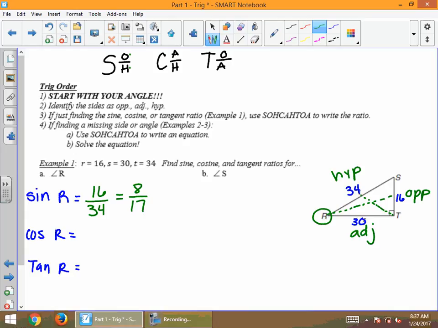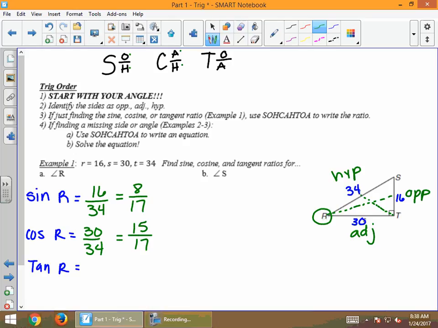For cosine of r, we look at SOHCAHTOA. Cosine is adjacent over the hypotenuse. So go to your triangle. We labeled the adjacent as 30. That's going to go on the top. And the hypotenuse as 34. That's going to go on the bottom. And always simplify. 30 over 34 reduces down to 15 over 17.